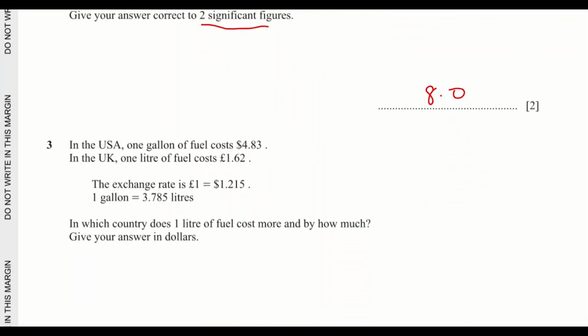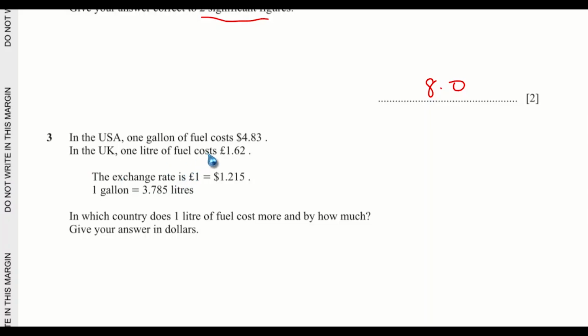Question 3. In the USA, 1 gallon of fuel costs $4.83. In the UK, 1 liter of fuel costs £1.62. The exchange rate is £1 to $1.215. So 1 gallon is equivalent to 3.785 liters. In which country does 1 liter of fuel cost more, and by how much? Give your answer in dollars.